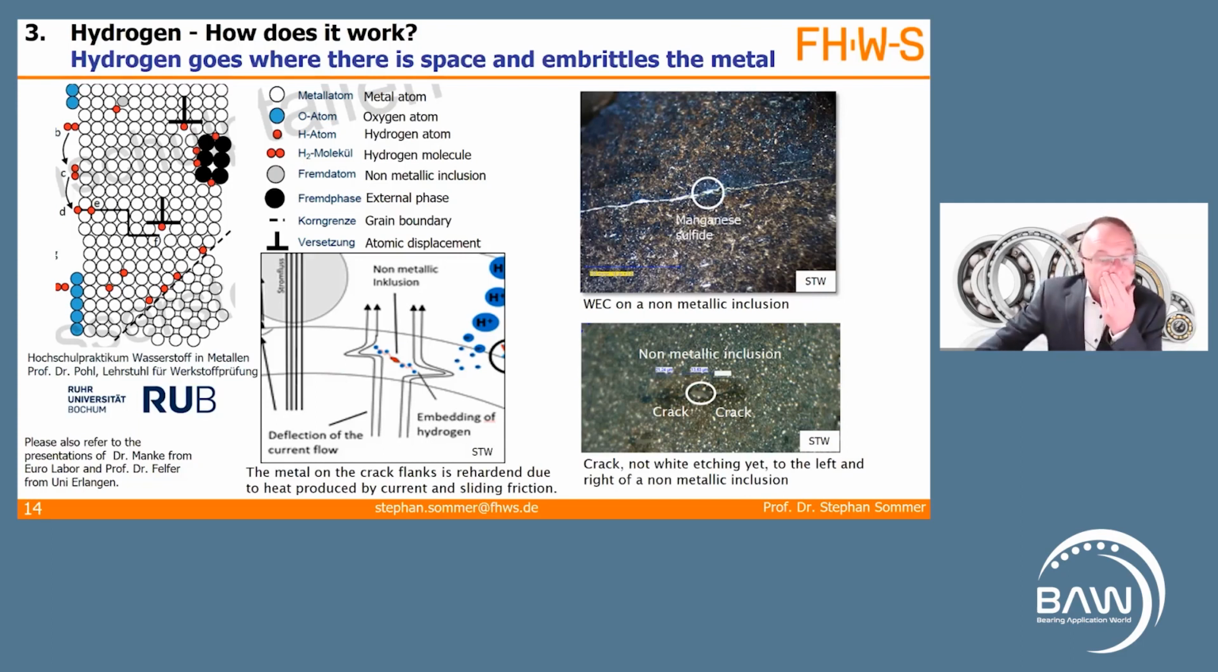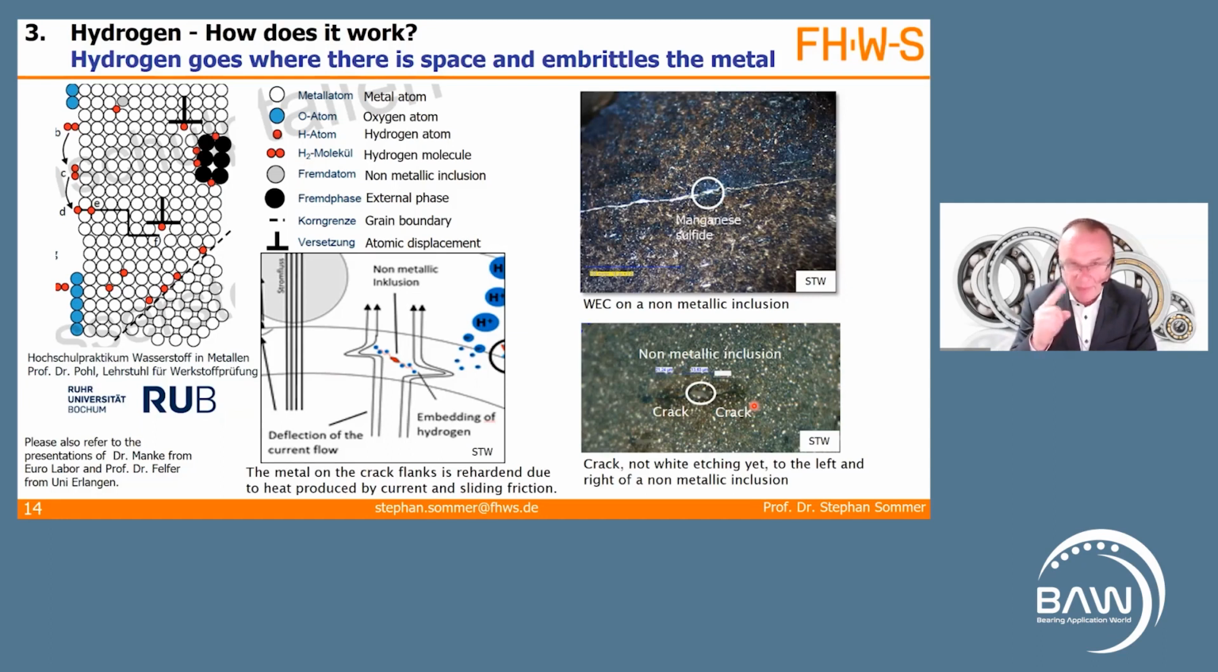One more word on the cracks. The cracks are not white etching from the beginning. Here is a baby crack who wants to become a white etching crack in the future. They become white etching during abrasion. And why? Because the crack flanks are rubbing on each other, producing a high local heat. The heat is rehardening the flanks of the crack.